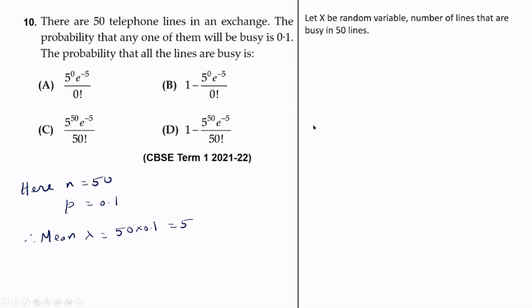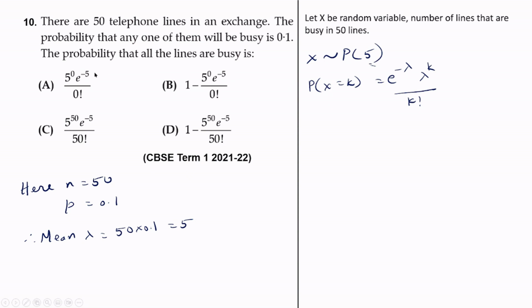So let x be the random variable, number of lines that are busy in 50 lines. So x follows Poisson distribution with lambda as the parameter. We got lambda as 5. So x follows Poisson distribution with 5 as the parameter. As a result, we have probability of x is equal to k. It is given by e raised to minus lambda, lambda raised to k by k factorial.